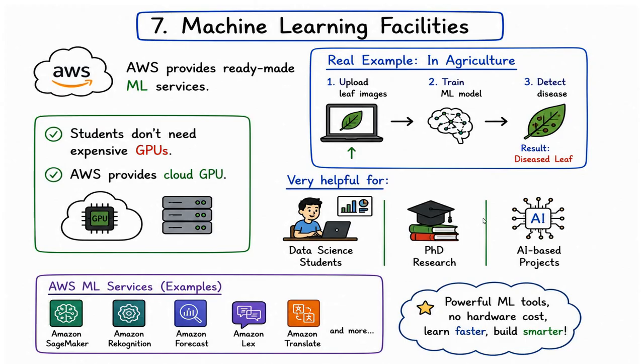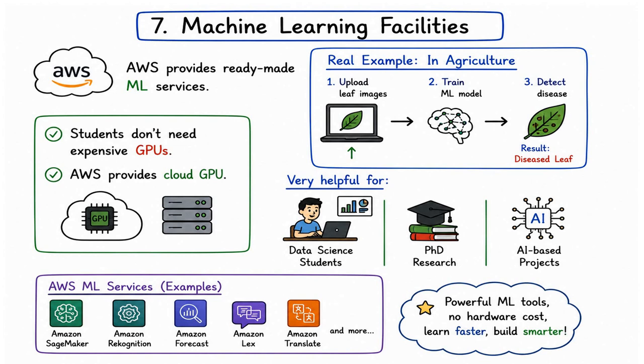Here, training deep learning models usually requires GPUs, that is graphics processing units, and these are very expensive and powerful processors designed for AI computations. So most students cannot afford high-end GPUs. They have limited laptop performance and also face slow training speed. So AWS solves this problem by providing cloud-based GPU servers, and students can rent the GPU power online instead of buying the hardware. The benefits of using the cloud GPU are faster AI training, no need to buy expensive systems, access from anywhere, and you pay only for the usage.